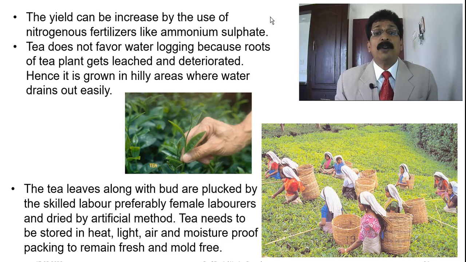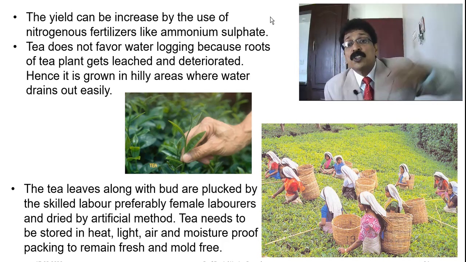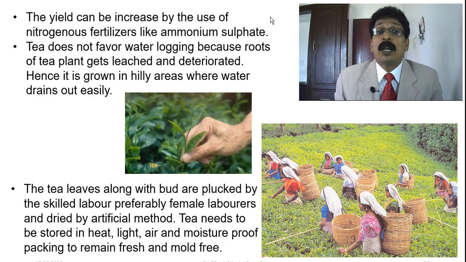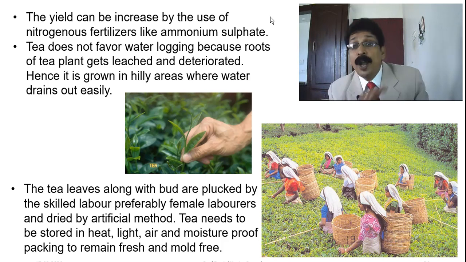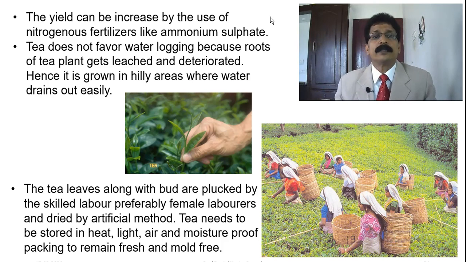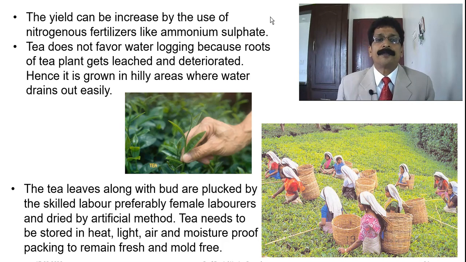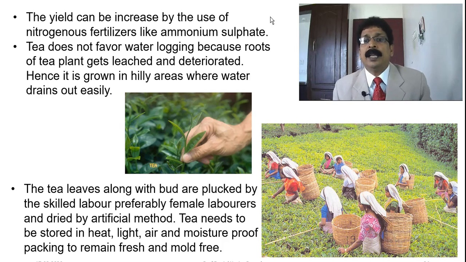Tea does not favor water logging. Water logging is not favored. That is why we keep some slope like area in the hilly area, as preferred. So tea does not favor water logging because the roots of the tea plants get leached, spoiled and deteriorated. Hence it is grown in hilly areas where water drains out easily. Slope area where the water drains out easily.